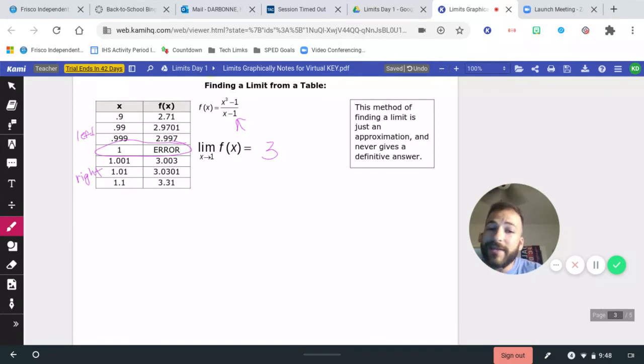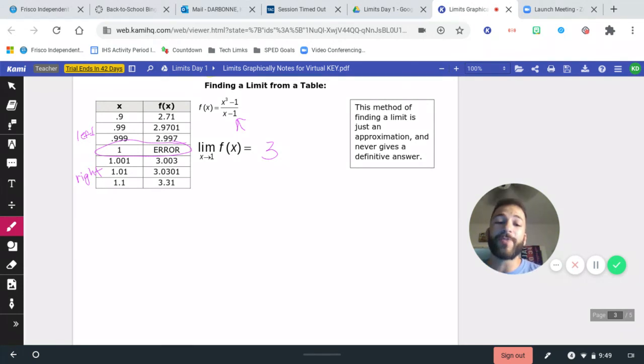But looking at the data we have, we're pretty sure it's going to equal 3. That's really the usefulness of a limit: even though we don't have a value there at 1, we have a pretty good feeling of where the function is going to go. So a limit's a nice way for us to approximate the value of a function without actually knowing what the value of that function is.